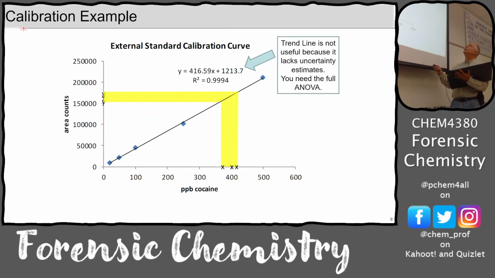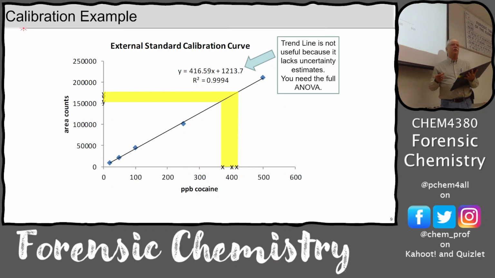Okay. So this trend line is not useful because it doesn't have uncertainty estimates. And so if I'm ever on any of your little research committees or things like that, or you give a talk and you show a trend line like this, okay, I'm going to ask you, what's your uncertainty in the slope? What's your uncertainty in the intercept? Because you see, this trend line gives us our slope and our intercept, but it doesn't tell us how certain we are. It gives us this R squared value.